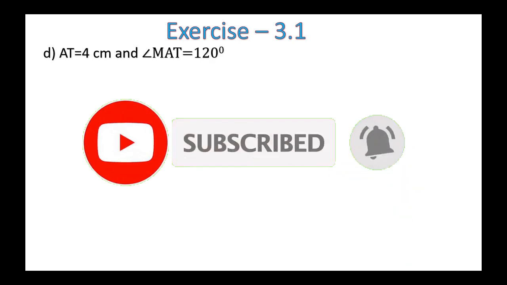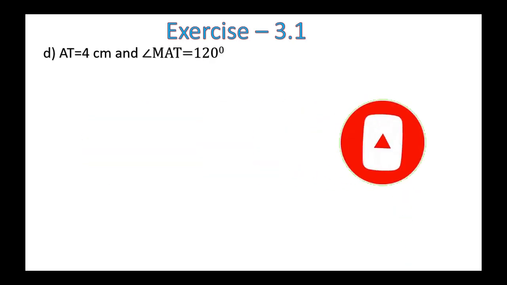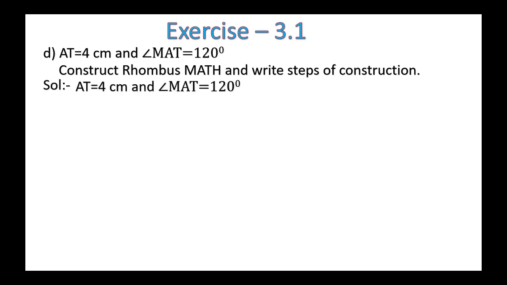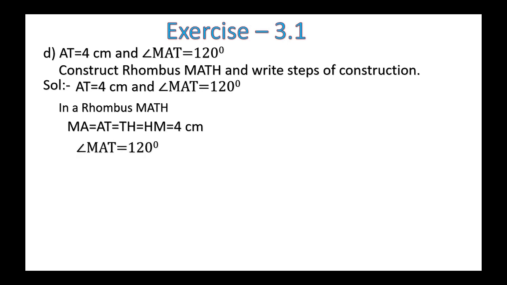D problem. MA is equal to 4 centimeters and angle MAT is equal to 120 degrees. Construct rhombus MATH and write steps of construction. Solution. In this problem, only two measurements are given. In rhombus MATH, MA is equal to AT is equal to TH is equal to HM, that is 4 centimeters. Angle MAT is equal to 120 degrees. In a rhombus, all sides are equal.